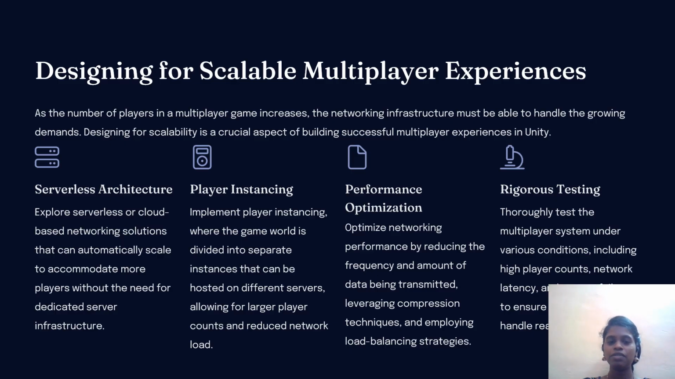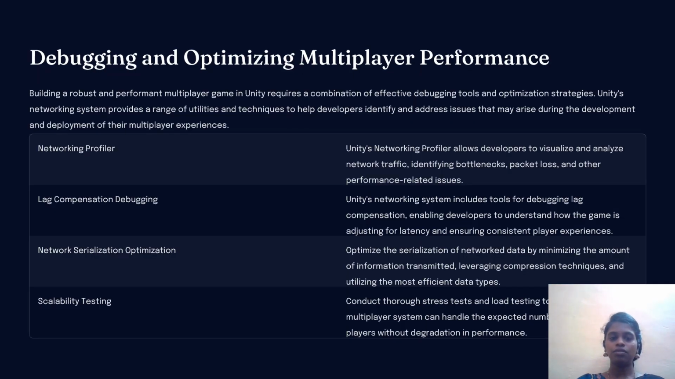Performance optimization optimizes networking performance by reducing the frequency and amount of data being transferred, leveraging compression techniques, and employing load balancing strategies. And rigorous testing means testing multiplayer systems under various conditions, including high player counts and network latencies, and ensuring the system handles them for a good gaming experience throughout multiplayer gaming. And we can now see about debugging and optimizing multiplayer performance.